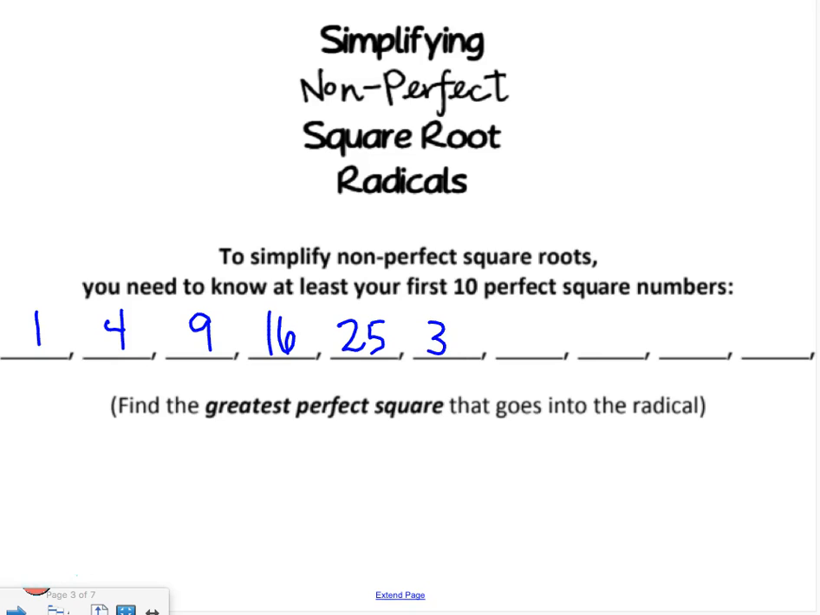6 squared, 36. 7 squared, 49. 8 squared, 64. 9 squared, 81. And then 10 squared is 100. So these will be super helpful in these next problems because, like I said again, this is when we'll get some radical that is not reduced to a whole number.